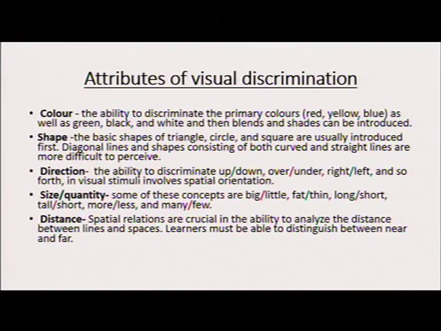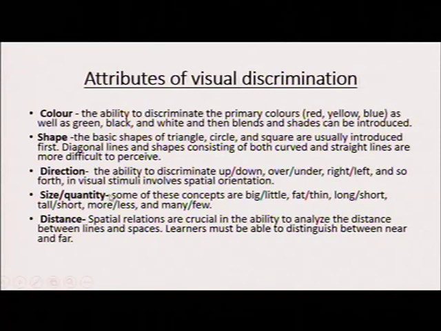What are the attributes of visual discrimination? The attributes are color, shape, direction, size, and distance. Now, what do they have to discriminate when it comes to color? The ability to discriminate the primary colors. We spoke about the primary colors earlier on: red, yellow, and blue. When it comes to shapes, the basic shapes of triangle, circle, and square are important. When it comes to direction, the ability to discriminate between up and down, over and under, etc.